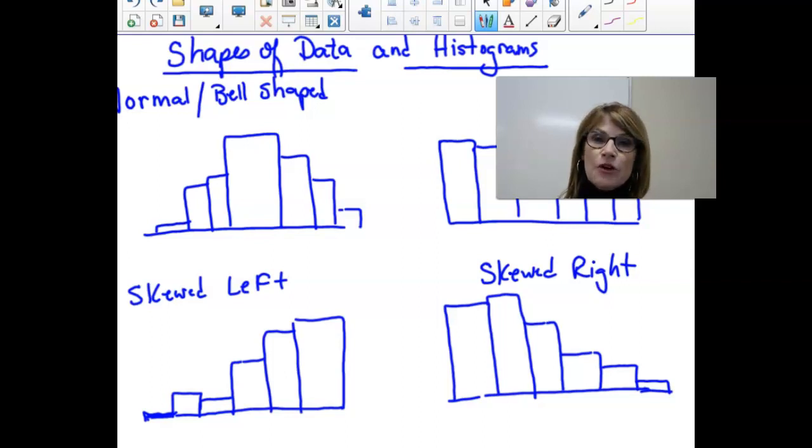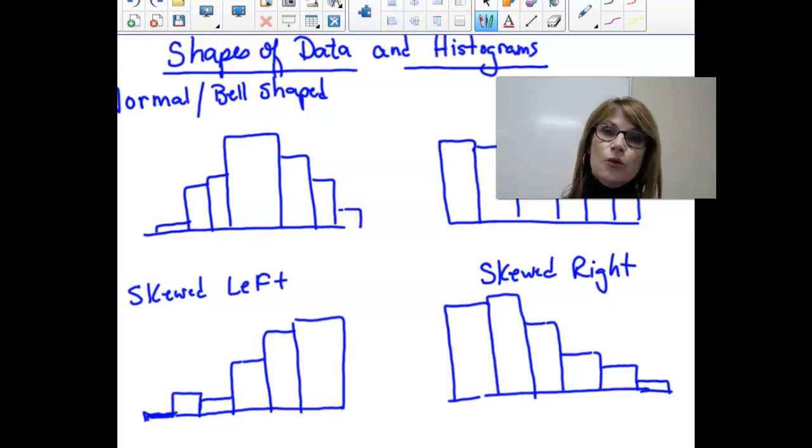Okay, now that we know what frequency tables are and how to make them and how to read them, I want us to be able to graph them and to examine the shape of our data. So let's talk about the shape of data first. There are basically 4 different shapes and then one other one that we'll talk about at the end.